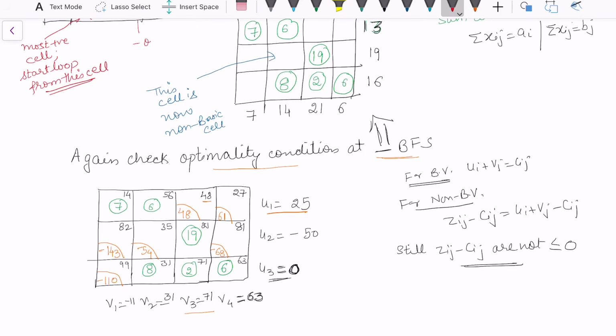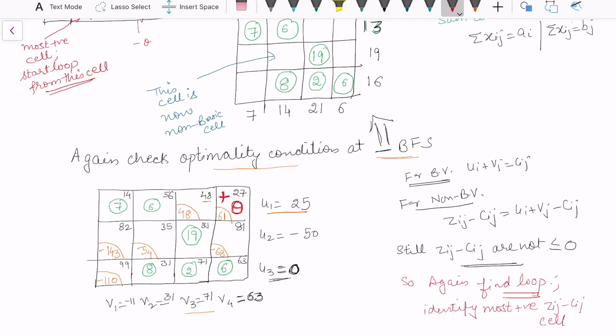So we find a loop again. For the loop, identify the most positive Zij minus Cij cell, which in this case is 61. So I am going to put a theta here. Every time you put a theta here, this is where you want to allocate. So here we will always have a plus sign. This is my start, we always start with a plus sign here because we want to allocate something here. I want this to become a basic cell.